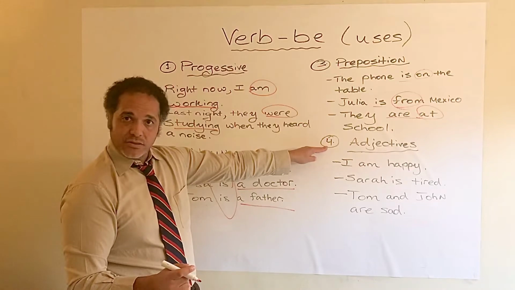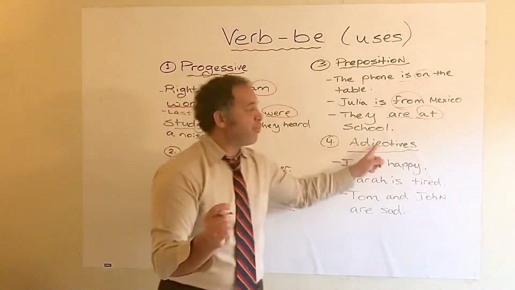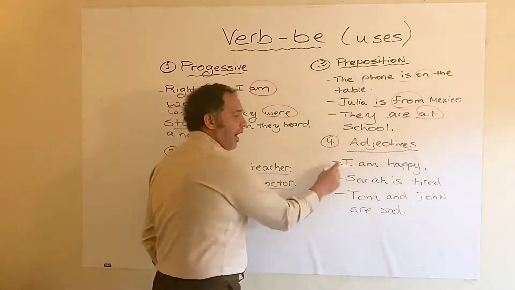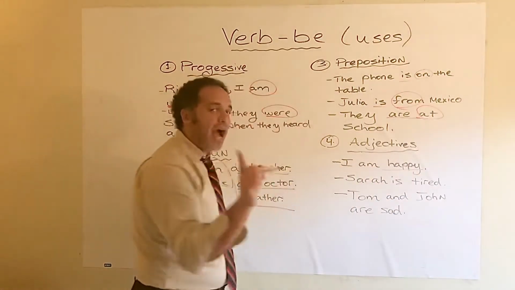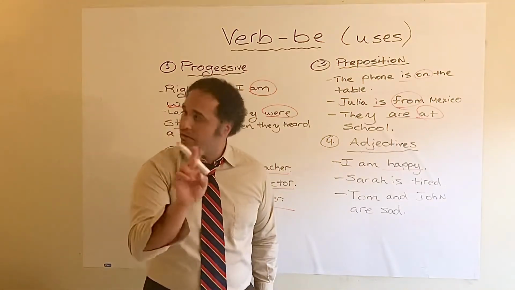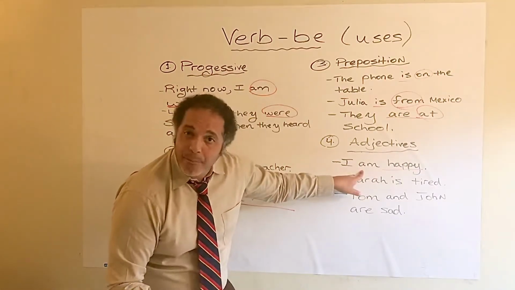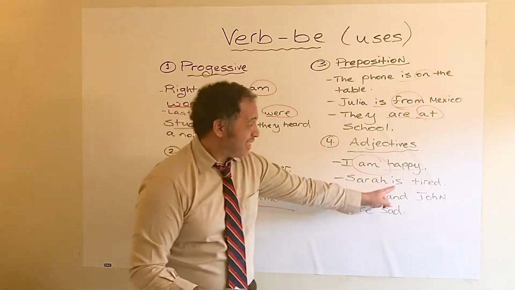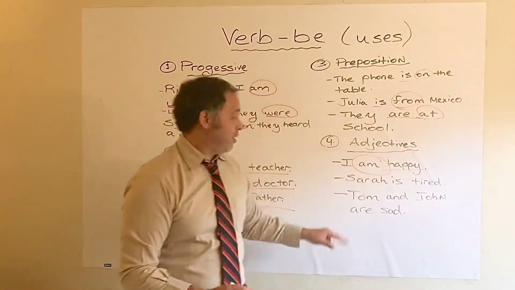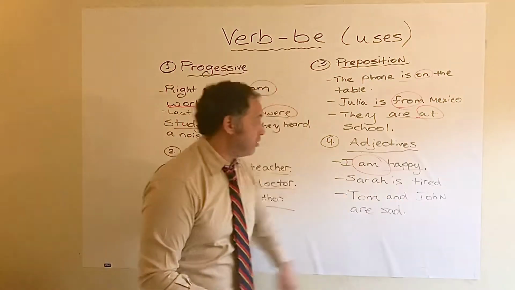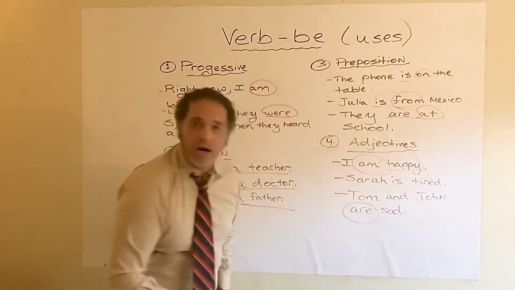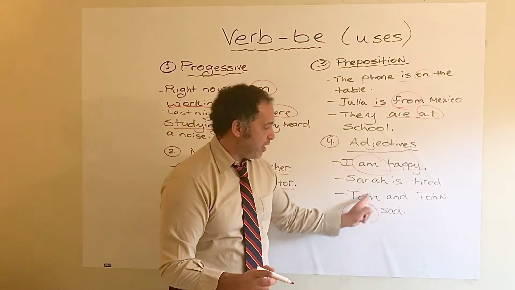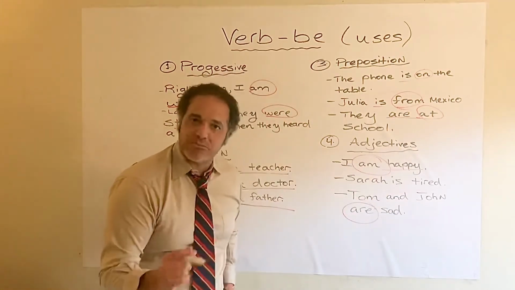The last instance where we use the verb be is when we have adjectives. Adjectives at the end of a sentence. So, I am happy. I can't say I happy. No. I am happy. Sarah is tired. Tom and John are sad. So again, we have to make sure that the verb be agrees with the subject.